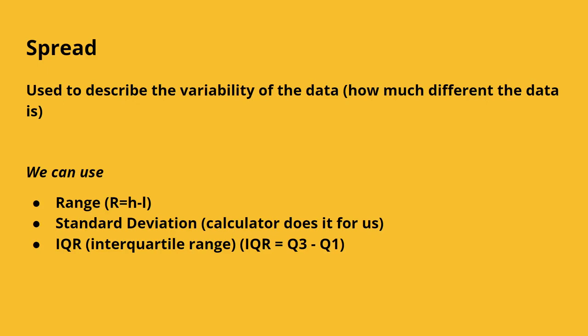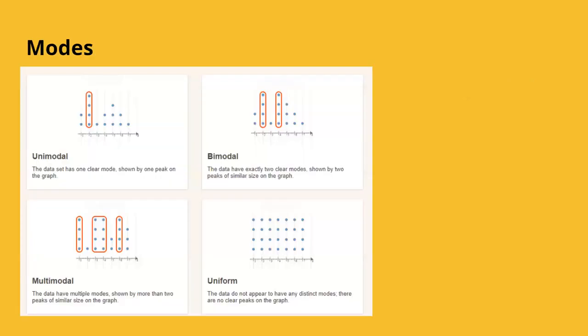The interquartile range, this is quartile 3 minus quartile 1. If you don't know what that means, that's okay. We'll talk about it in a minute.